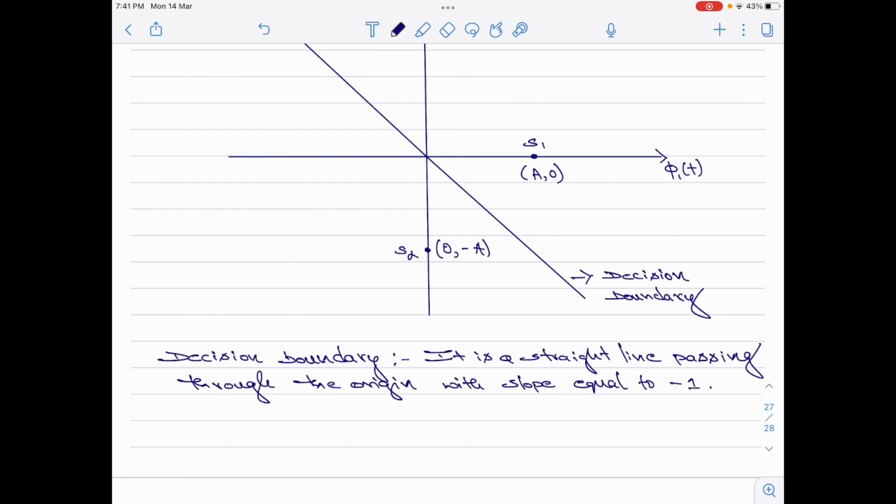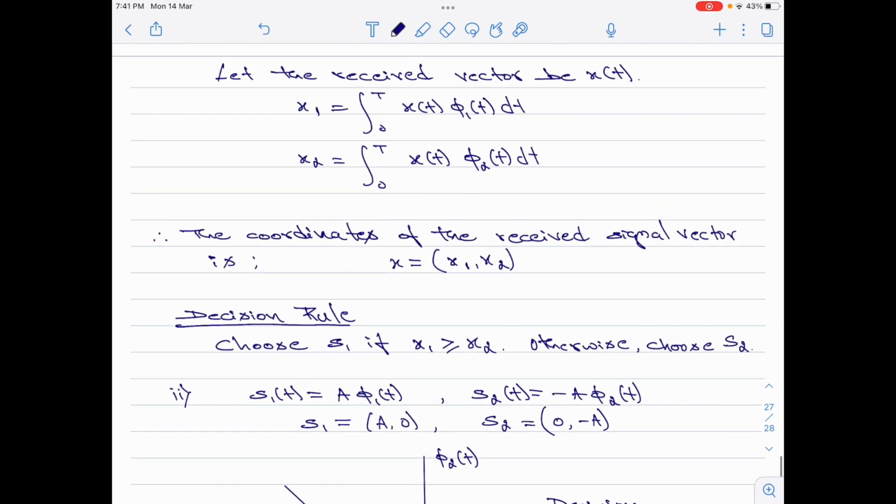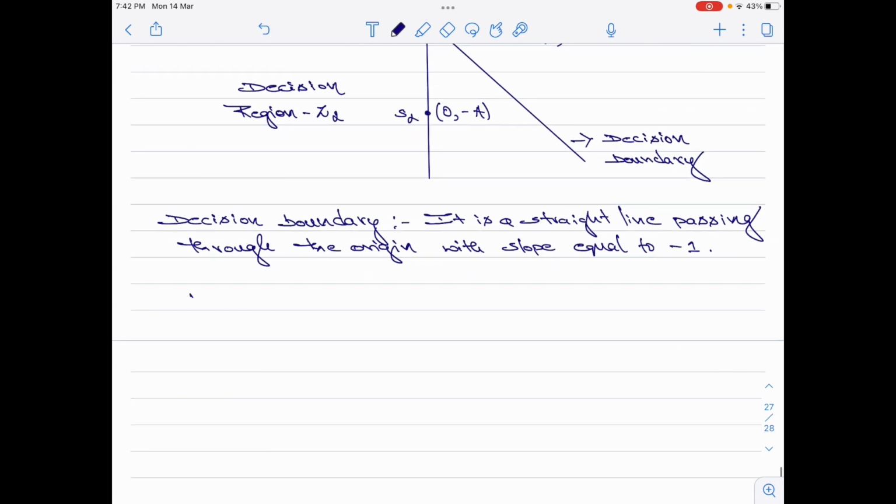Now, let us move on to plot the decision regions. From the constellation diagram here, by applying a very similar approximation as what we have done previously, all of the signal points that appear above the decision boundary will be called decision region 1. It is region Z1, and all of the points that are below the decision boundary are called decision region Z2. Then, using the same approximation for the received signal vector, which is written as x of t having coordinates x1 and x2, the decision rule now will be given as.